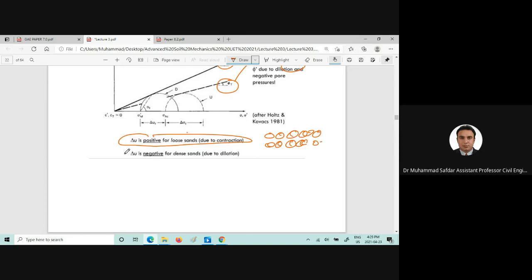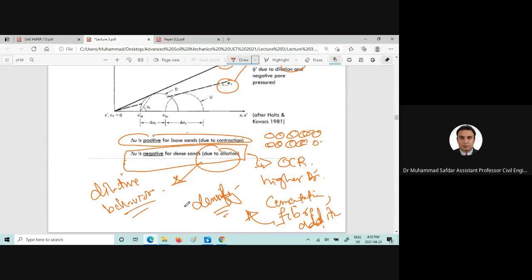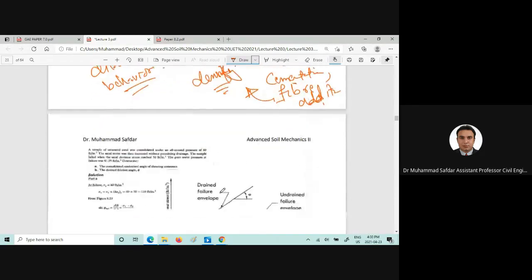And delta U is negative, and that is due to the OCR, the higher relative density, cementation, or even the fiber addition can also densify the soil, so ultimately leading to the dilative behavior of soils, okay, of sands or cohesionless soils.